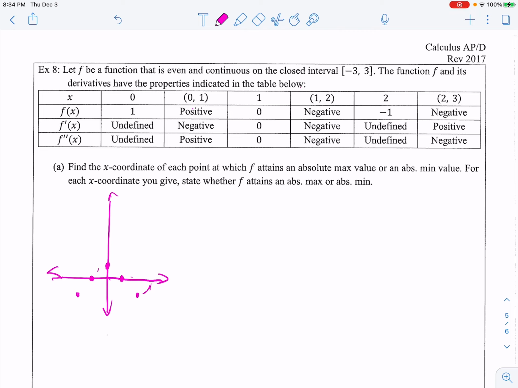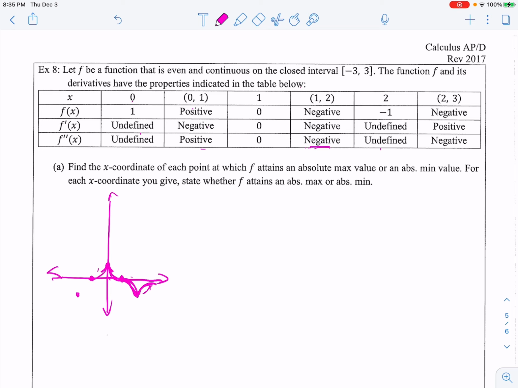Now, the first derivative is undefined at 0. So if it's undefined, it has to be a sharp point, right? The function is defined, but the derivative is not. The derivative is negative between 0 and 1, which means it's decreasing, but positive, so it's concave up and decreasing. This is equal to 0 here, and it changes from positive to negative, so it's a point of inflection. It's concave down between 1 and 0. This is undefined, so another sharp point, and this is negative, so it's still concave down.